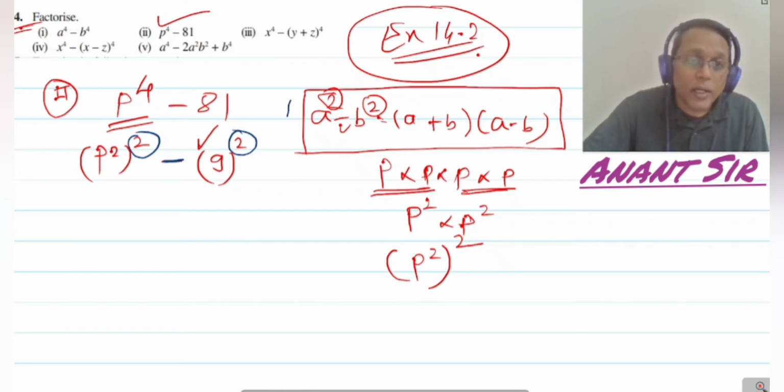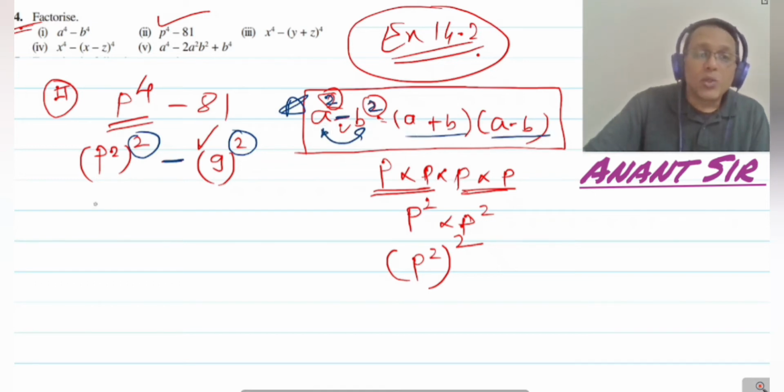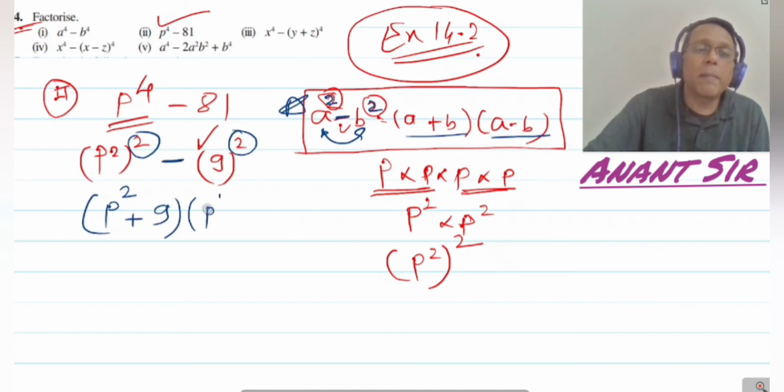So look at the formula carefully. When you have two squares and negative sign in between them, what you do? You add the two terms once in one bracket and subtract in another bracket. So what we are going to do? We are going to do p square and 9 add in one bracket and p square and 9 subtract in another bracket.